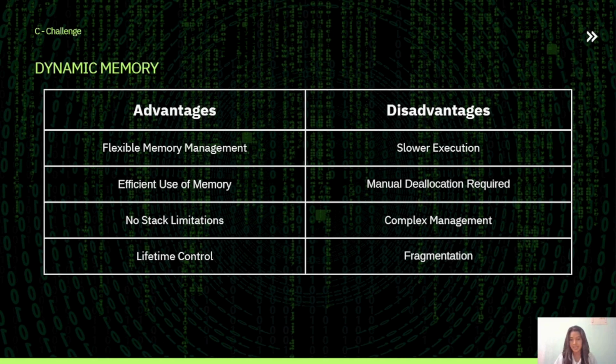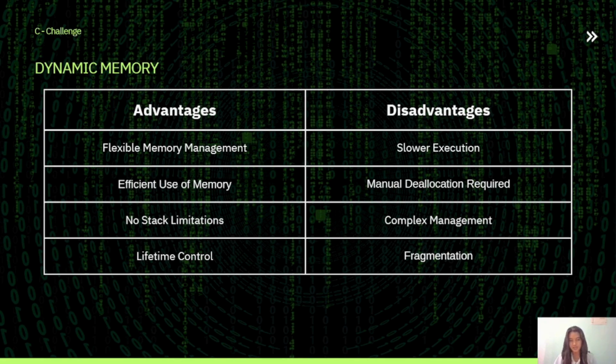Number four, lifetime control. Dynamically allocated memory exists until explicitly deallocated using the free function. This allows the programmer to control the lifetime of the allocated memory, enabling the development of sophisticated and long-running programs where memory usage needs to be precisely managed.